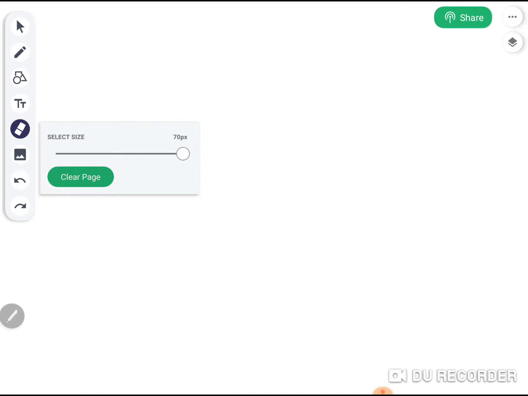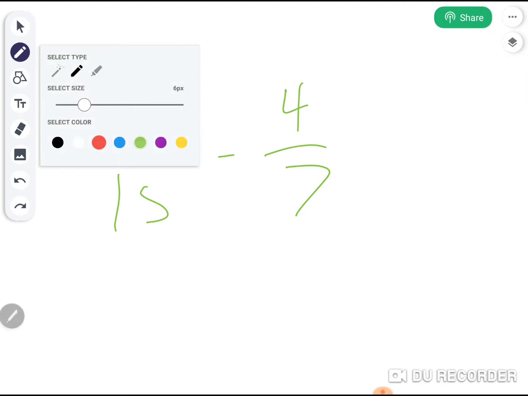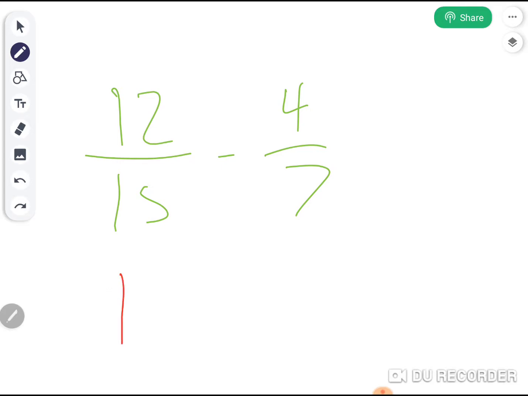Now we can also do the same thing when it comes to differences. We could take, let's say, 12/15, and subtract 4/7. For 12/15, half of 15 is 7.5, so 12/15 is definitely closest to 1. And 4/7 is closest to 1/2. So if we were to do 1 minus 1/2, we would get 1/2.